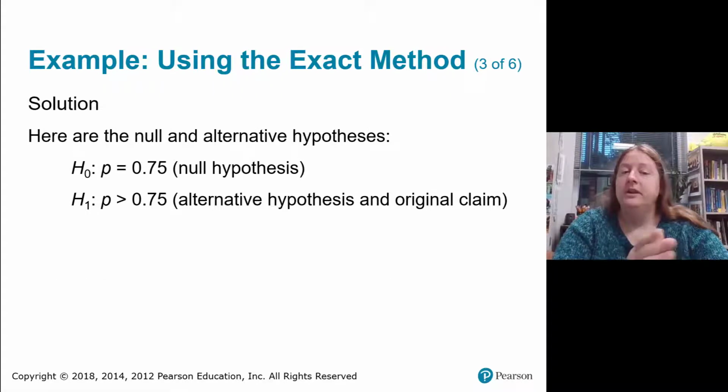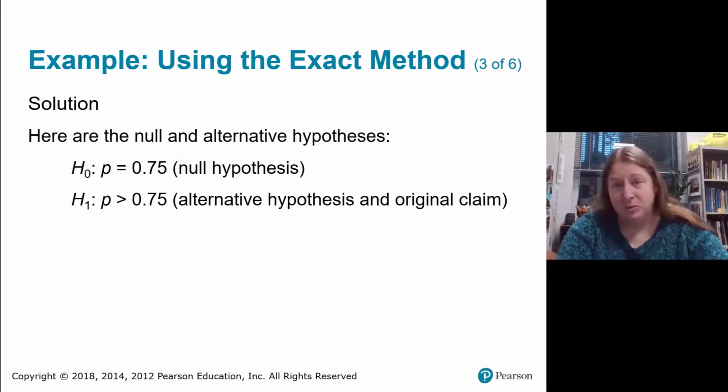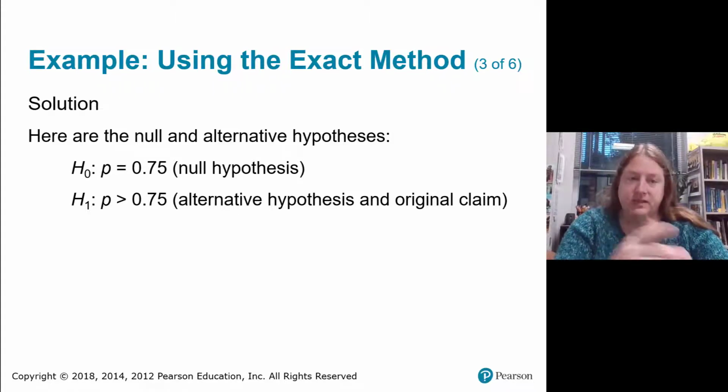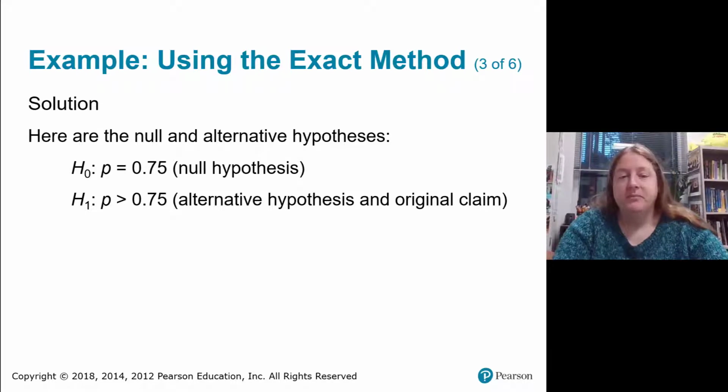So our null and alternative hypotheses, we find these the same way that we did before. Our null hypothesis needs to have an equal sign in it, and our alternative hypothesis is going to match up with our original claim pretty much always, and it's going to be greater than, less than, or not equal to, depending on what the original claim was. So in this case, the original claim was that p was greater than 0.75.